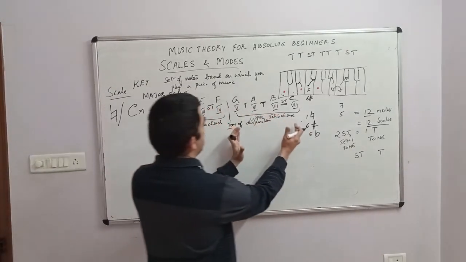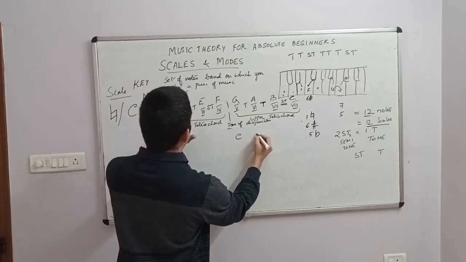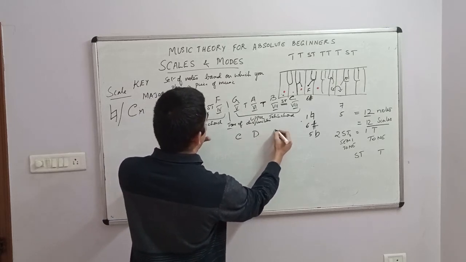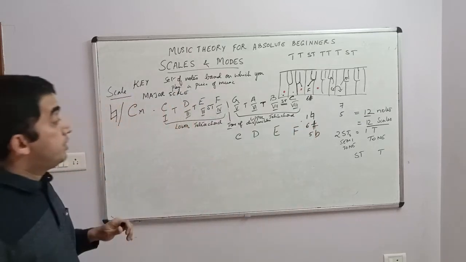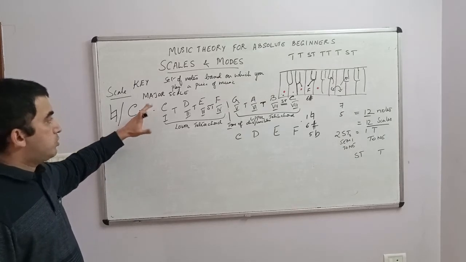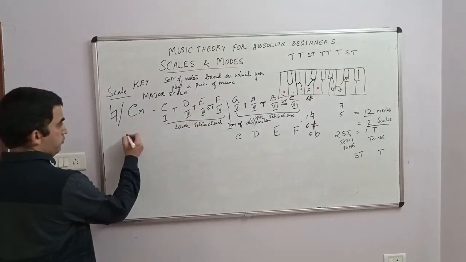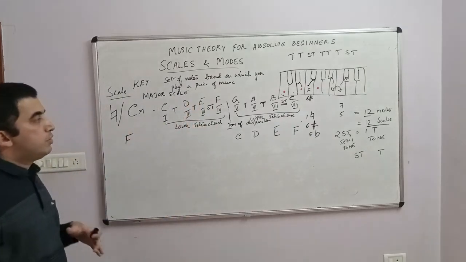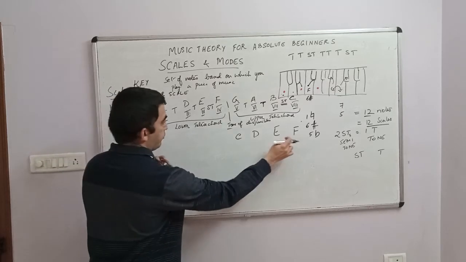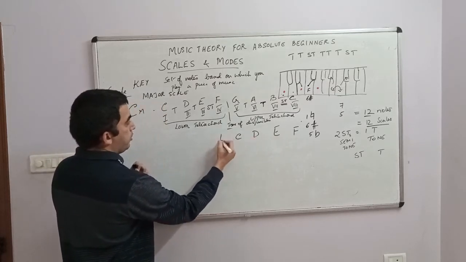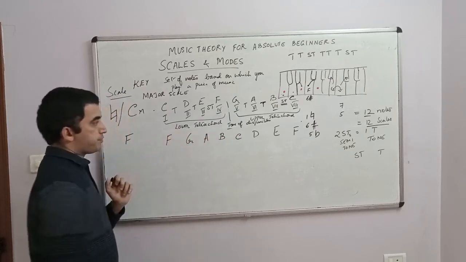So the whole set goes here, right? So 1, 2, 3, 4 becomes 5, 6, 7, 8. So 5 will be C, 6 will be D, 7 will be E, and 8 will be F, right? The name of the scale is based on the beginning and the ending note. The ending note here is F, so the name of the scale is the F scale. So how do you get the remaining notes? You backtrack and finish the notes, right? F, E, D, C, B, A, G, F.